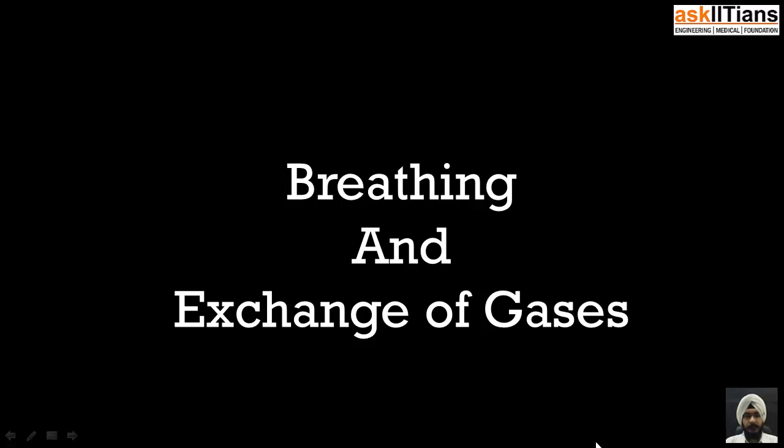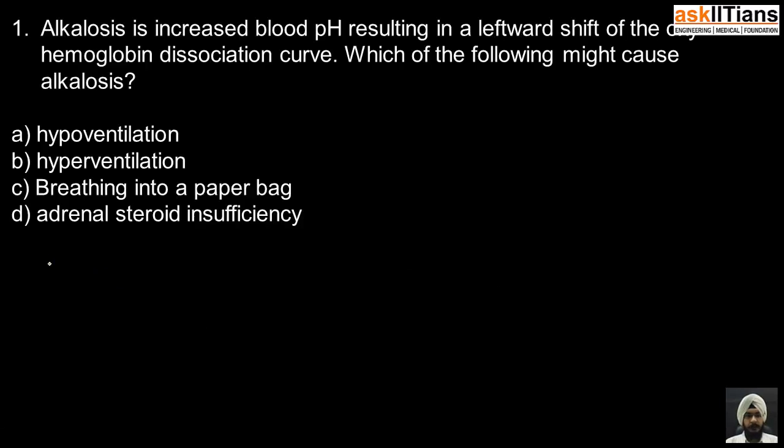Today we are going to discuss how to solve questions related to the chapter Breathing and Exchange of Gases. So let's go on to the first question. The first question says, alkalosis is increased blood pH resulting in a leftward shift of the oxyhemoglobin dissociation curve. Which of the following might cause alkalosis?